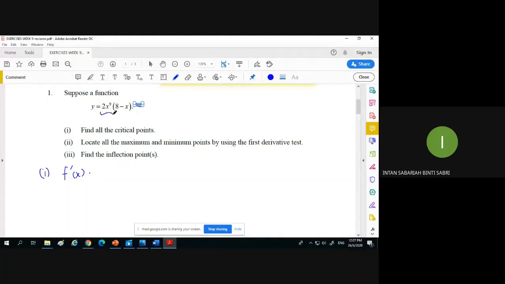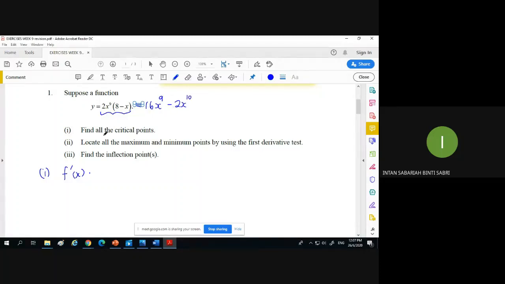This one is actually a tricky question. Okay, so we want to expand this one. Expand this one: 2 times 8, you get 16x power of 9, minus 2x power of 10. Okay, this is what we expand.